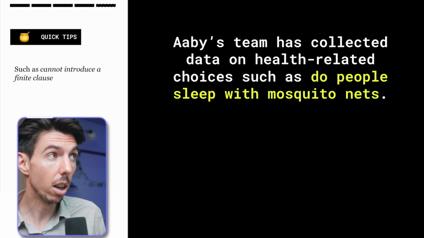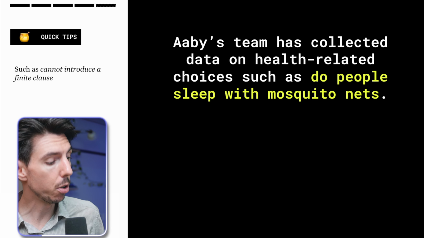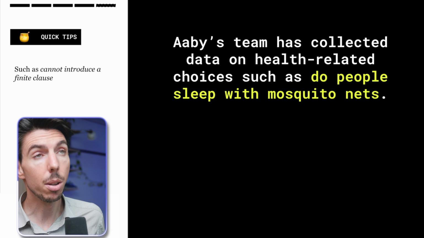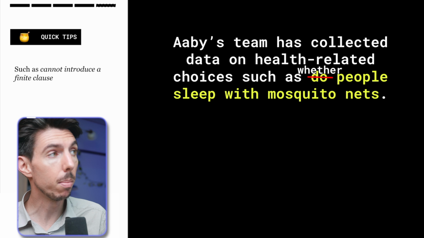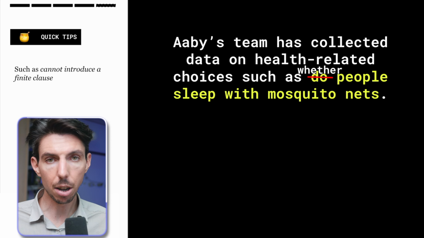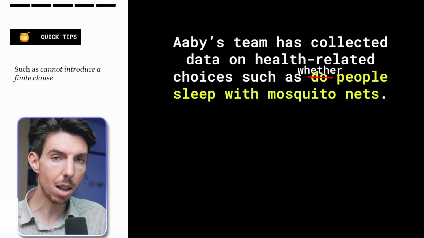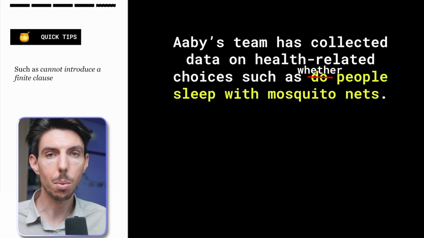That highlighted section, "do people sleep with mosquito nets?", is a finite clause. It's an interrogative. It's asking a question. So we need to switch that into a noun form. That becomes the noun clause "whether," which again we'll deal with in another lecture. But the point is that "such as" cannot attach to finite clauses. It must attach to nouns.